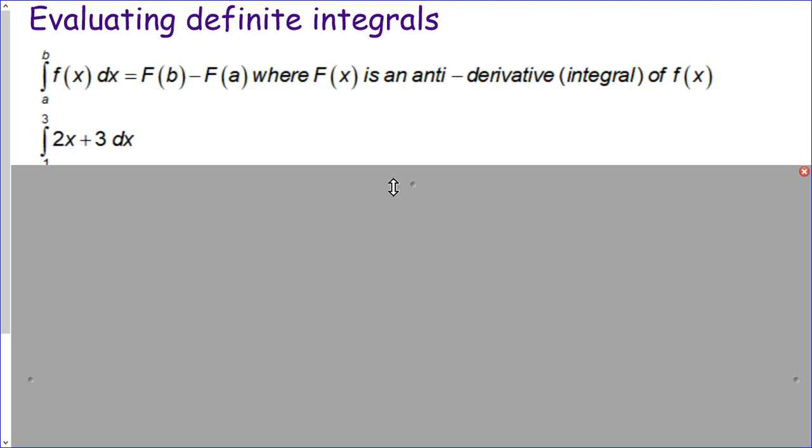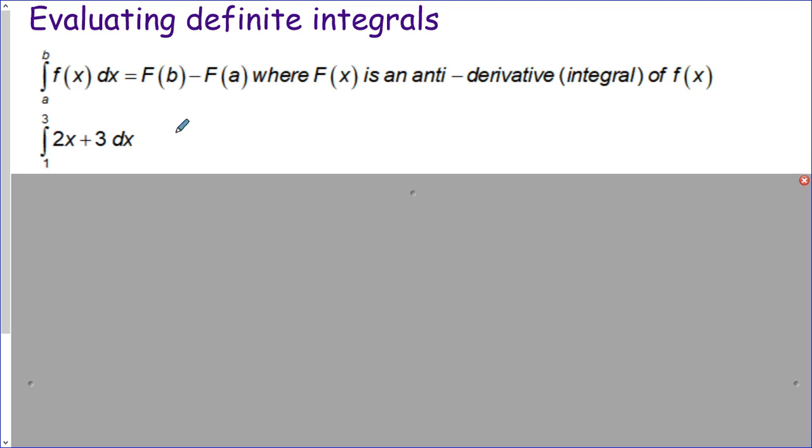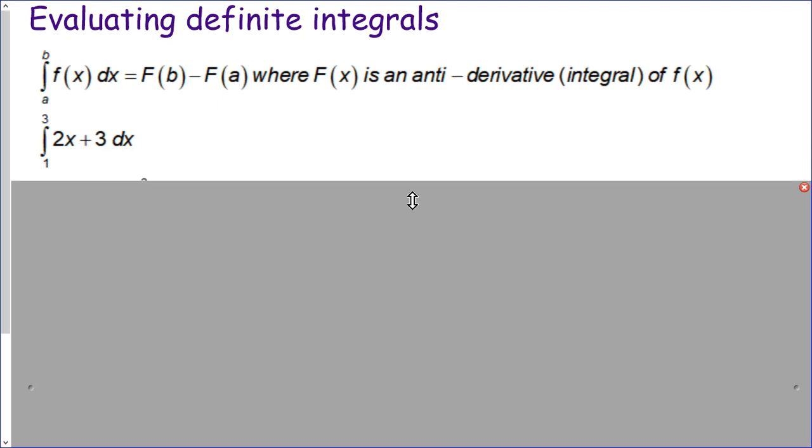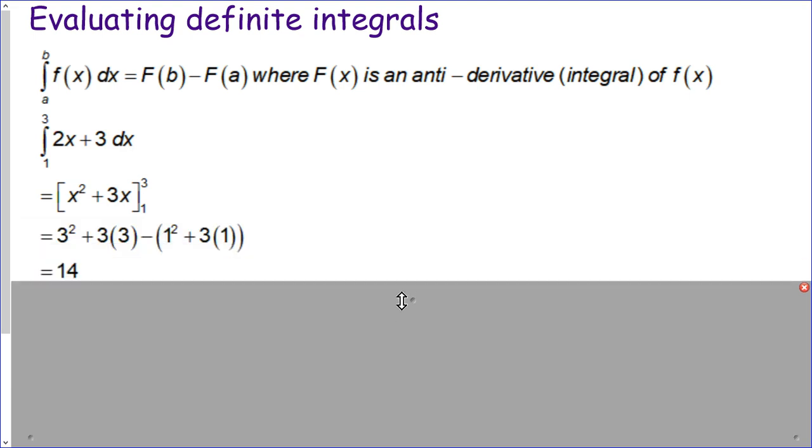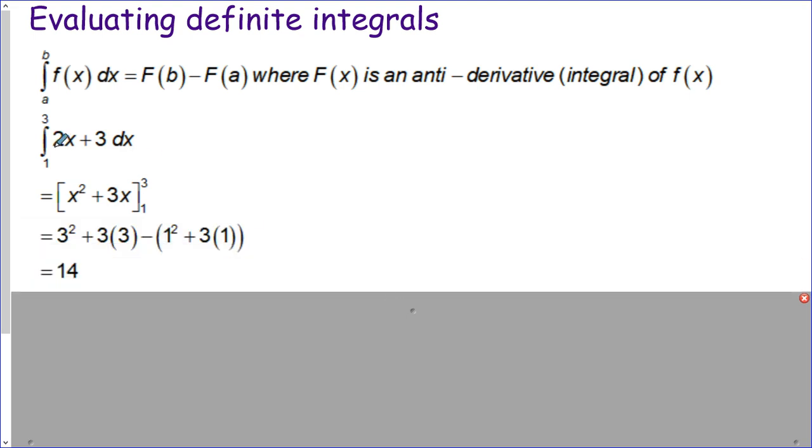So let's have a look at how we lay this out. An antiderivative of 2x is just x squared, and an antiderivative of 3 is just 3x. Both of them could have constants, but we don't worry about constants when we've got definite integrals because they will subtract. Now we put 3 in, and then we subtract what we get when we put 1 in, and we get a final answer of 14.